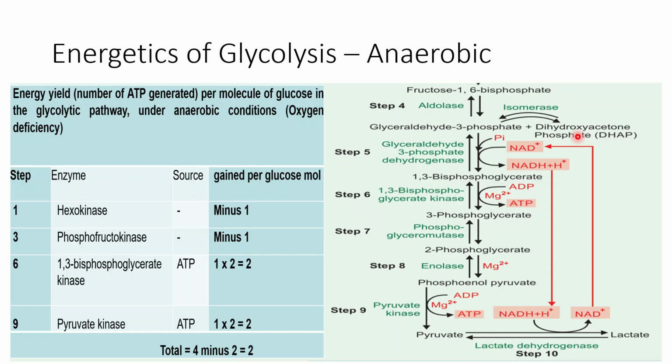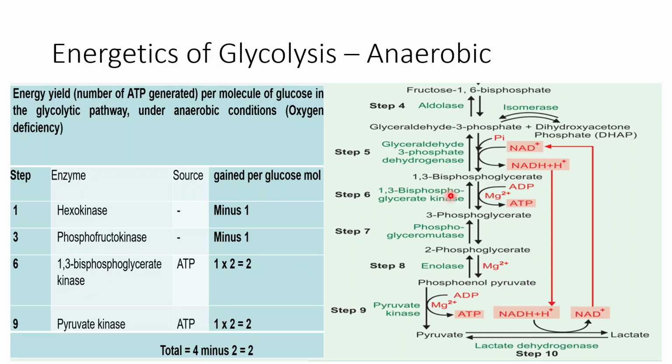I told you similarly another molecule of glyceraldehyde 3-phosphate is also occurring. So you get 2 molecules of glyceraldehyde 3-phosphate. So the same pathway is occurring twice. So here instead of getting 1 ATP formation, you get 2 ATP formations. So at the level of 1,3-bisphosphoglycerate kinase, you get 1 ATP plus 1 ATP, so you get 2 ATPs. Similarly, pyruvate kinase will also give you 2 ATPs.